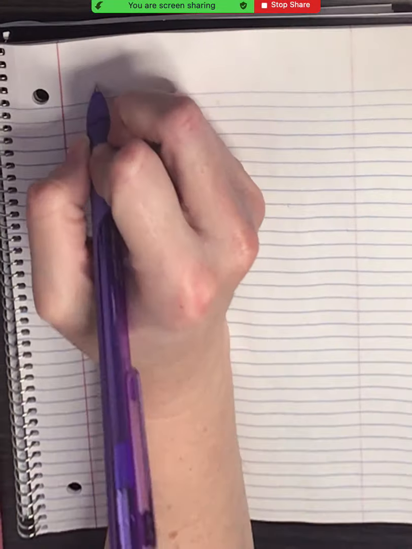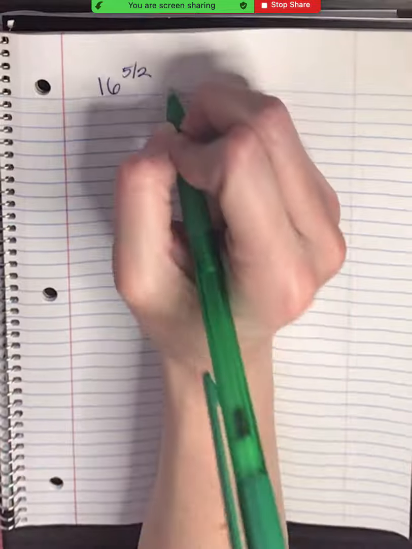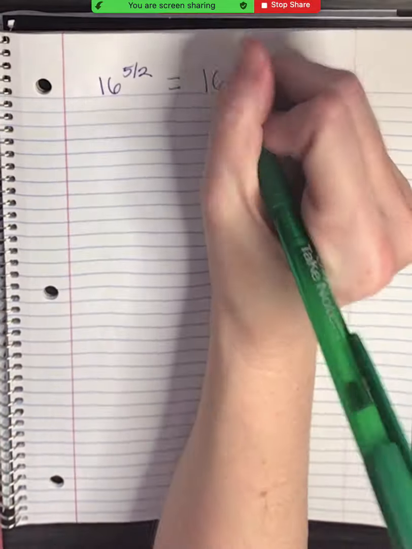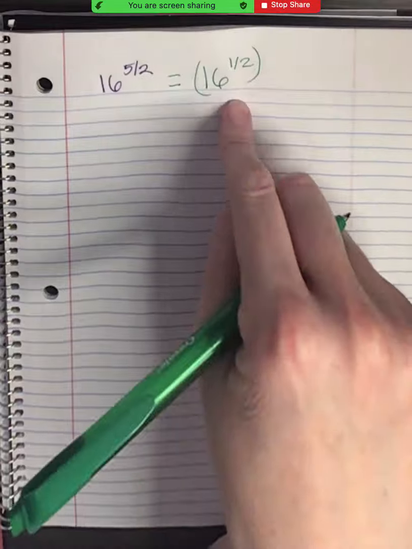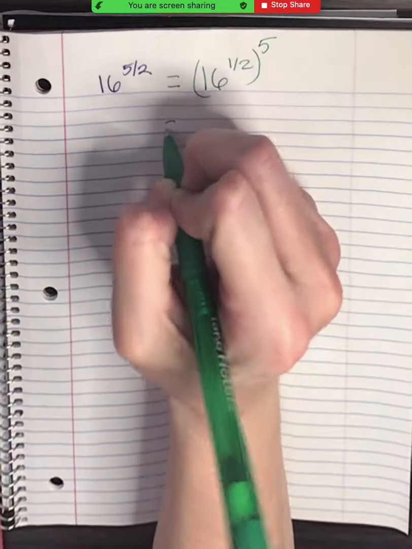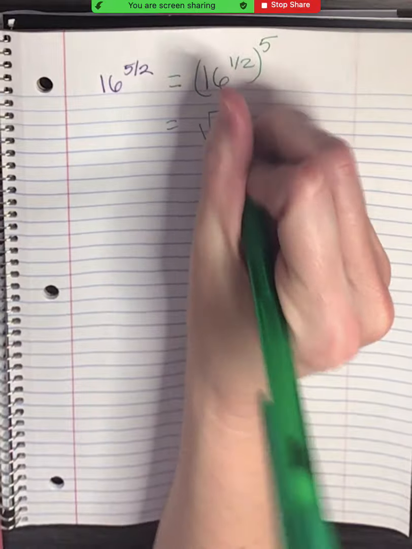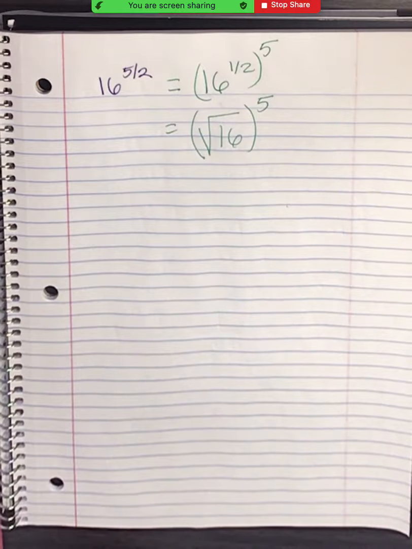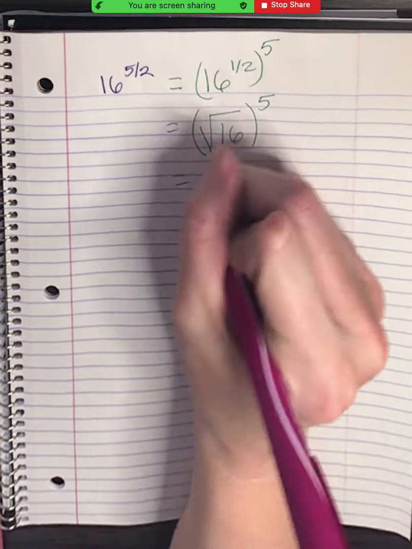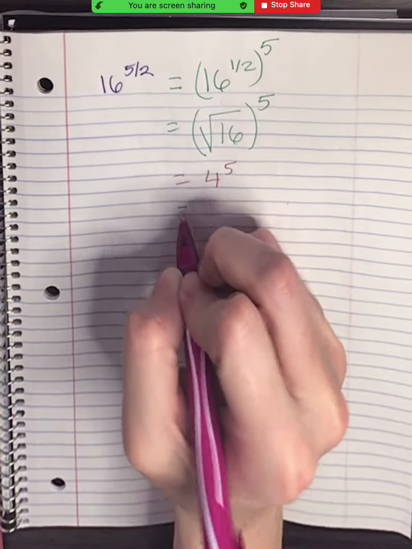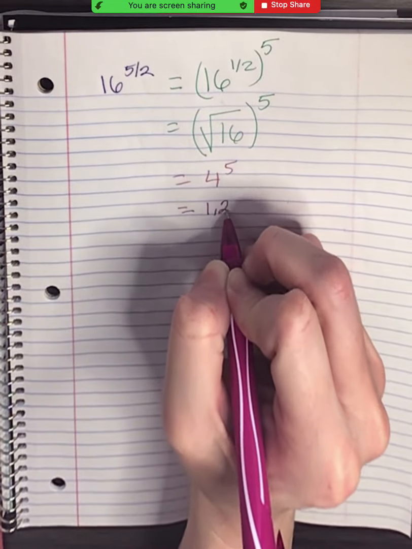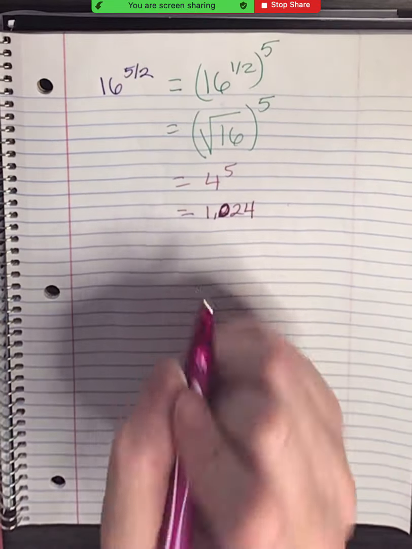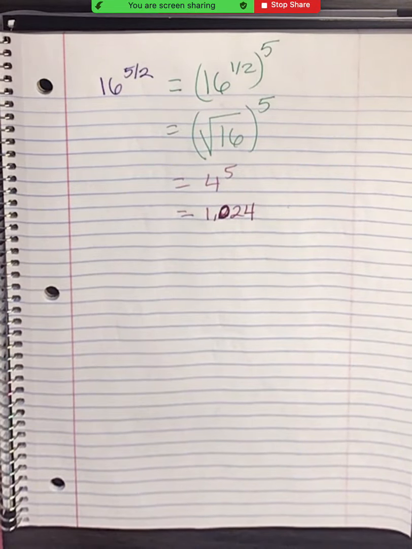If I have 16 to the 5 over 2 power, okay? What does that fractional exponent mean, right? Well, that means that it's going to be 16 to the 1/2, because I can take the square root to the 5th. Well, 16 to the 1/2 is the square root of 16. Then I'm going to raise it to the 5th power. The square root of 16 is 4. And 4 to the 5th power is 1024. Okay.